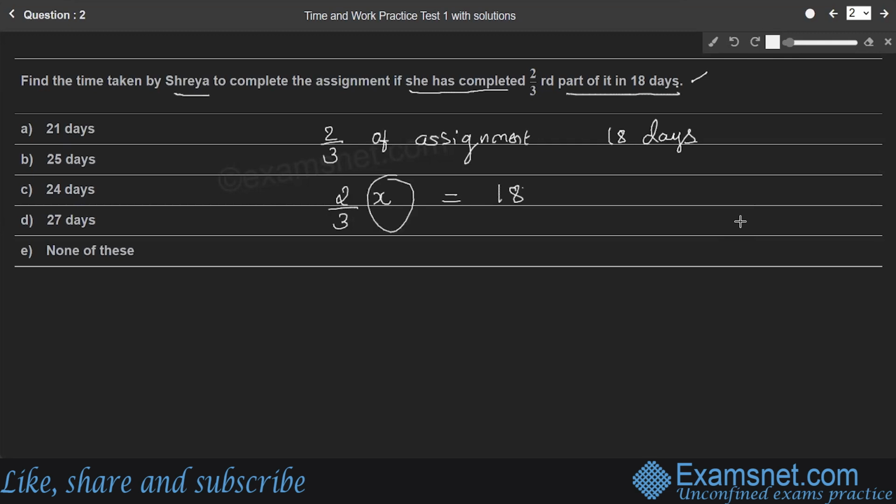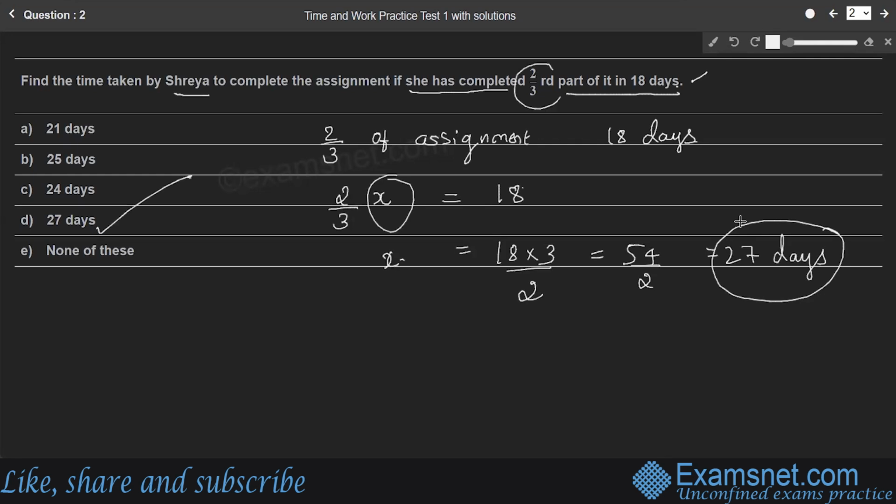Then what is the value of X? To complete the whole assignment, she takes 18 into 3 divided by 2 number of days, right? 18 into 3, 54 by 2 gives 27 days. So to complete the full assignment, she takes 27 days of time. Option D is the right answer.